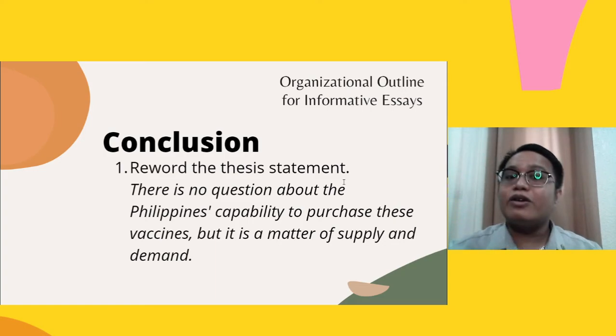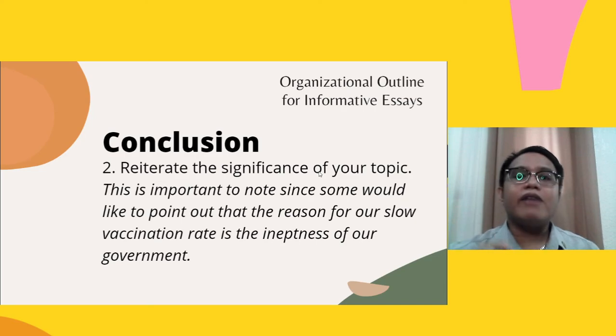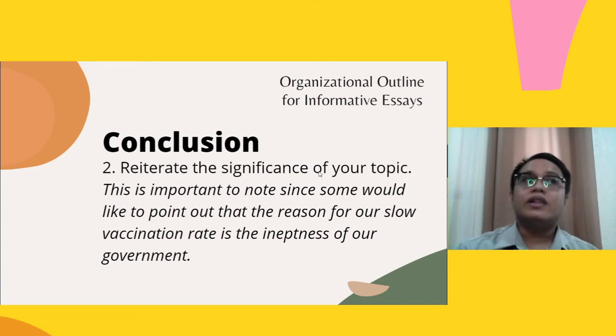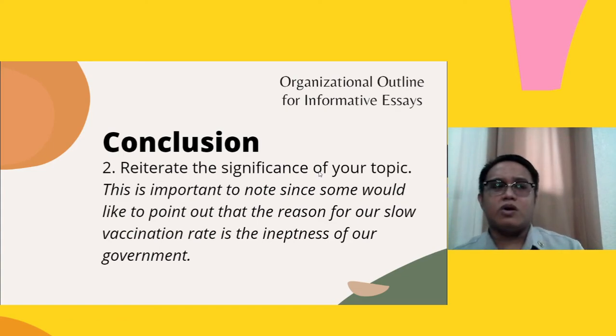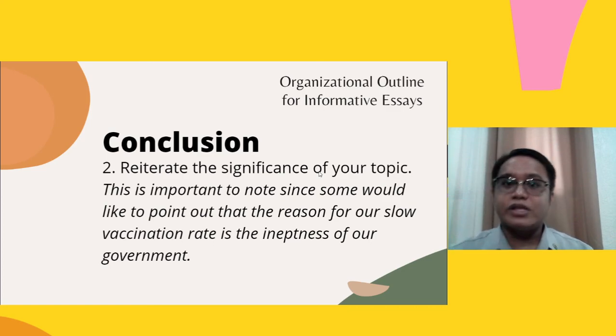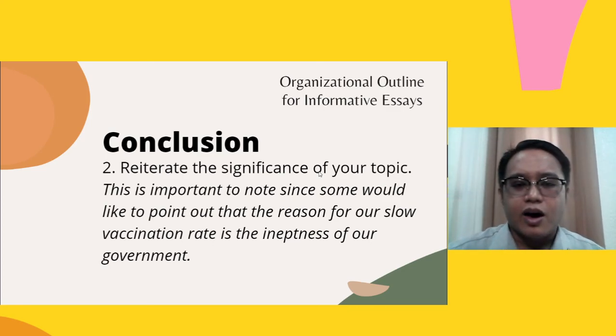Okay, so it's a matter of supply and demand. Number 2, reiterate the significance of your topic. This is important to note, since some would like to point out that the reason for our slow vaccination rate is the ineptness of our government. Okay, so this is the significance of the topic. Why is this significant? Why should we know? Okay, because some people would like to misinform us of what's happening with our supply of vaccines.